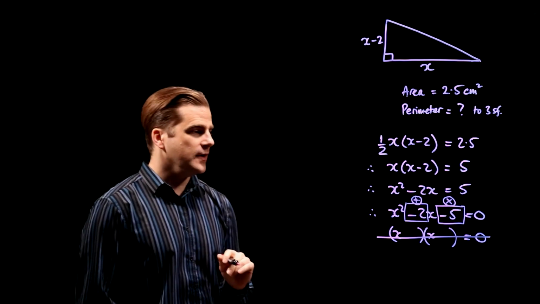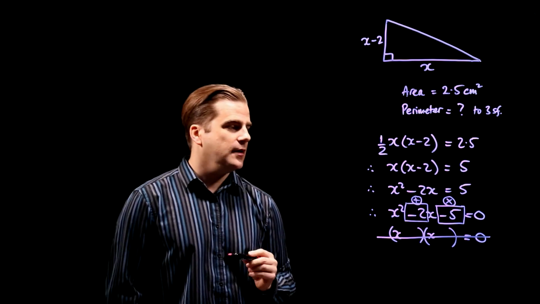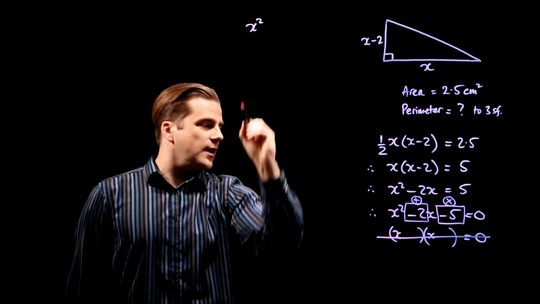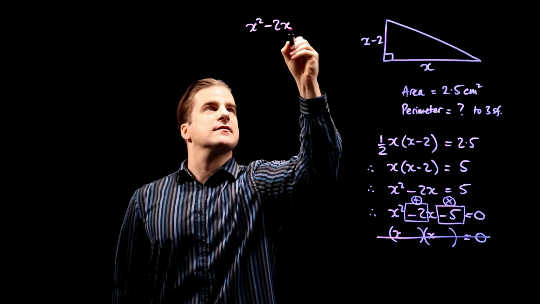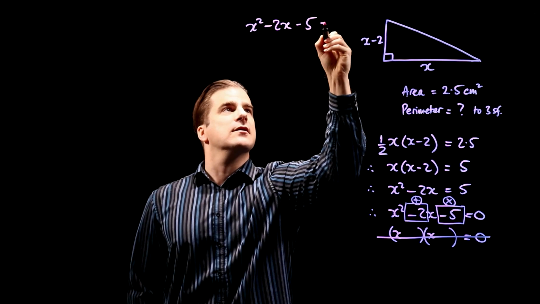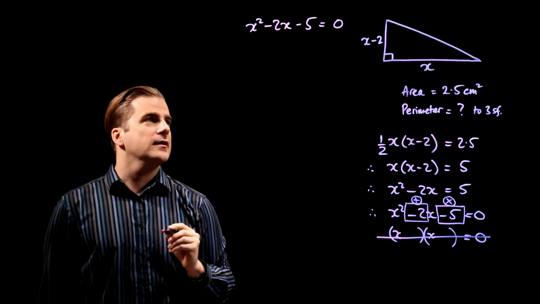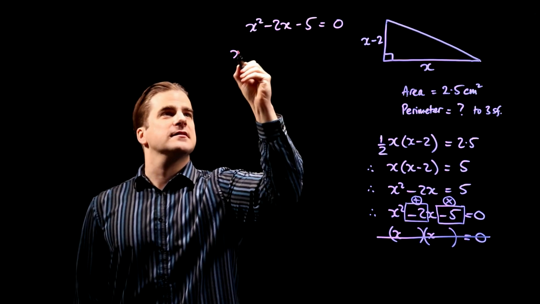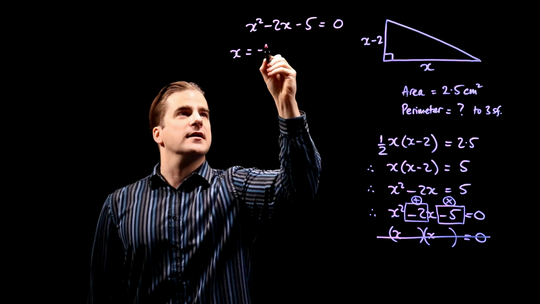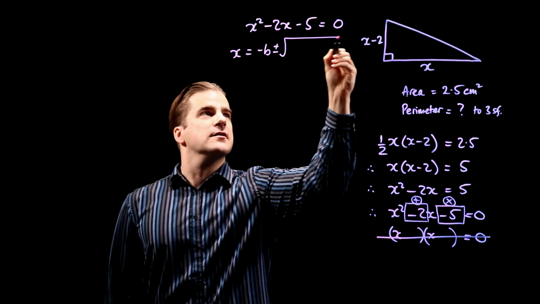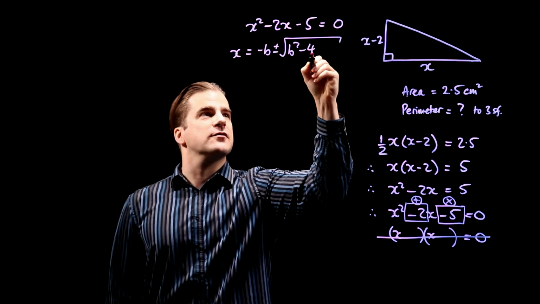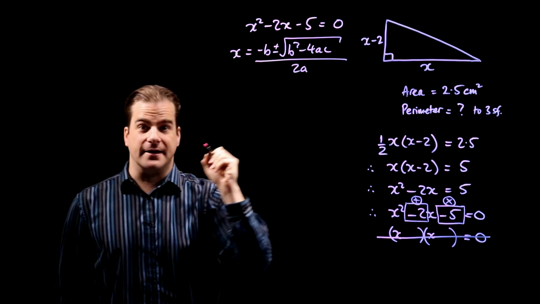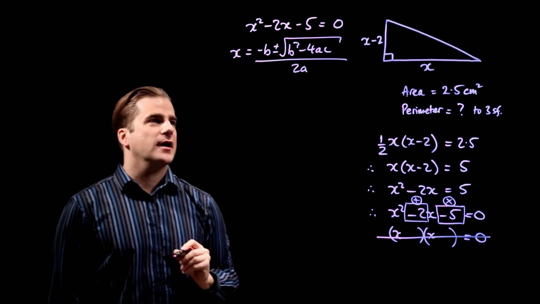which means we're going to have to use the quadratic formula. Okay, no problem. So we're going to use a quadratic formula to solve x squared minus 2x minus 5 is 0. Okay, I hope you've got the quadratic formula committed to memory. It is x is minus b plus or minus square root of b squared minus 4ac all over 2a. Memorize that right now.